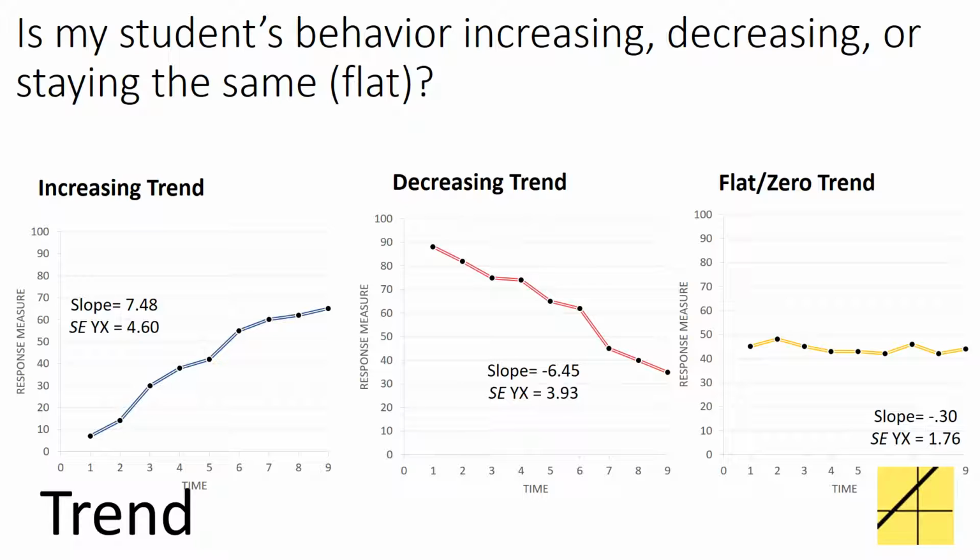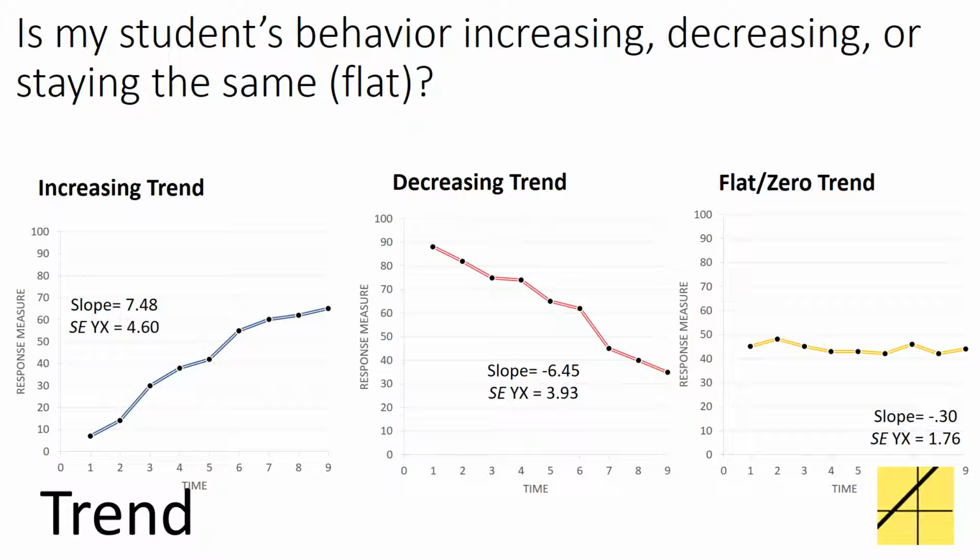In the second example, red, visually the student's performance is decreasing, which is also indicated by a negative slope, negative 6.45. In the final example, yellow, visually the student's performance is flat, that is a zero trend, which is also indicated by a small value for slope, negative 0.30.